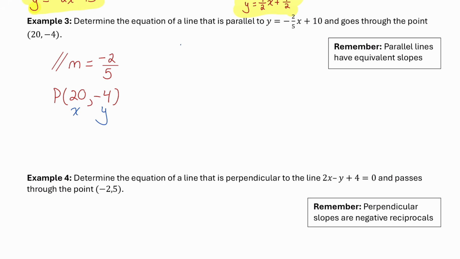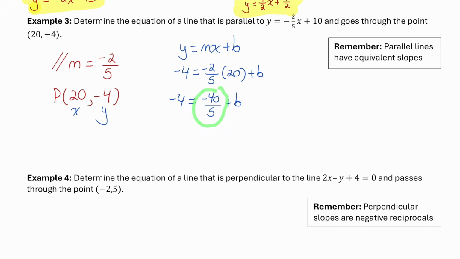So in the format y equals mx plus b, I can sub in the slope of -2/5 for m, and then sub in this point for my x and y values. If I simplify this equation, I have -4 equals -2/5 times 20. Well, there's a couple ways we could simplify that. -2 times 20 is -40, so I have -40/5. And then -40 divided by 5 is -8, so I can change that to -8.